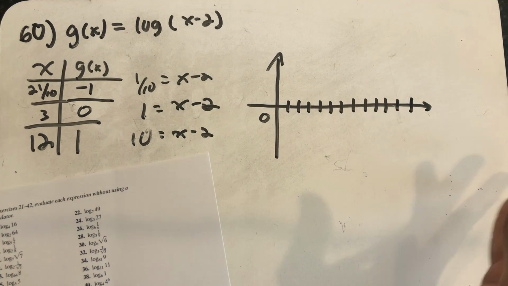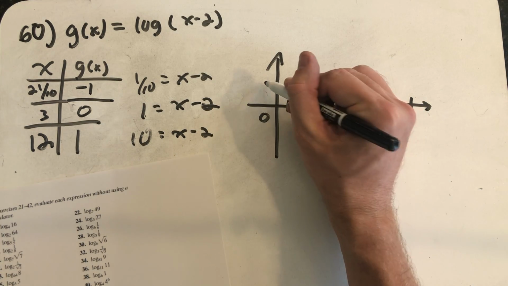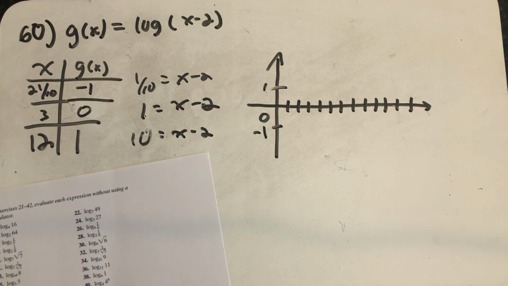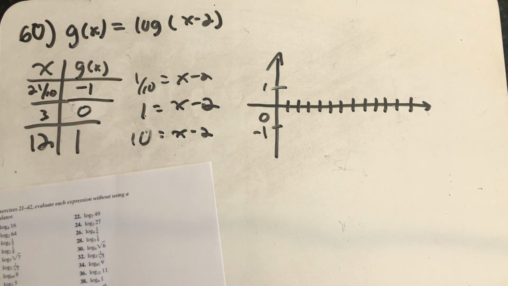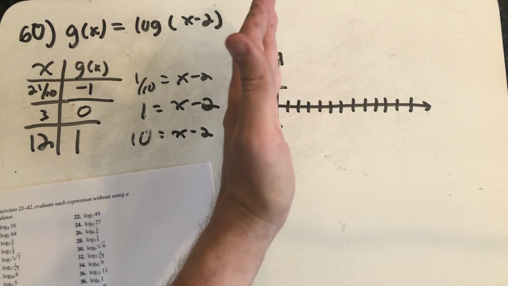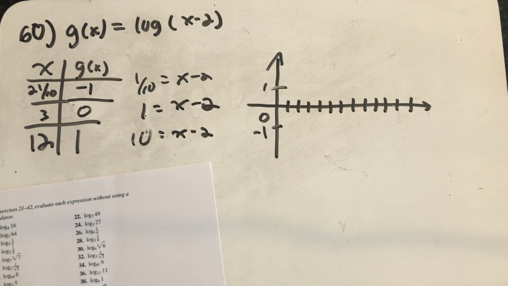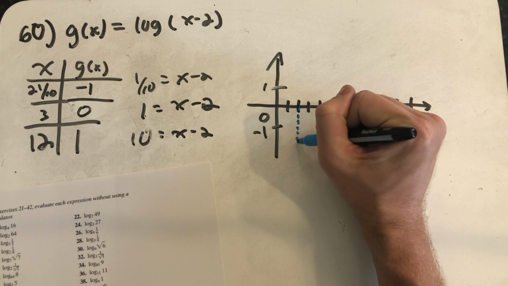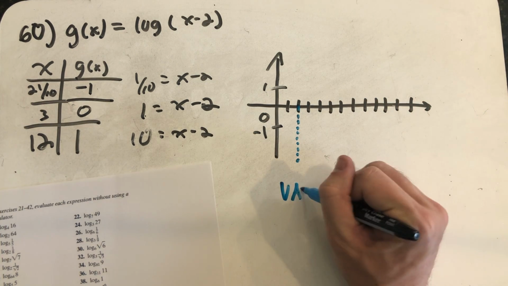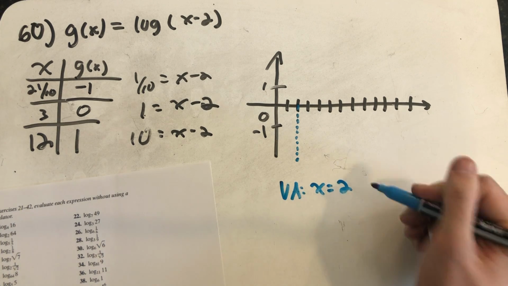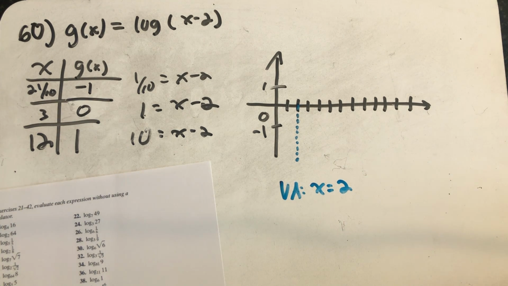All right. Have to count up to 12 here, and then I just have a 1 and a minus 1 here on the y-axis to worry about. All right, well, a logarithm of x has a vertical asymptote on the y-axis at x equals 0. This is a shift to the right 2 units. So here's my vertical asymptote.